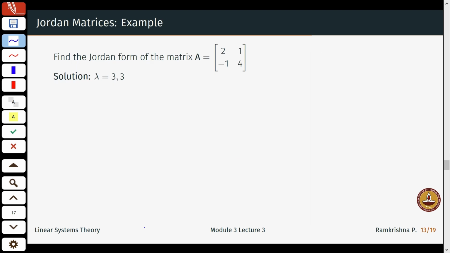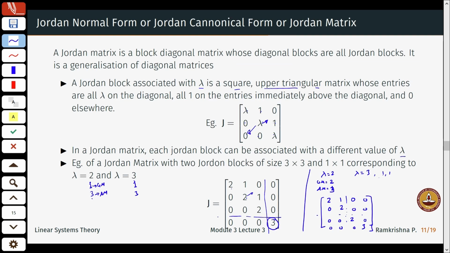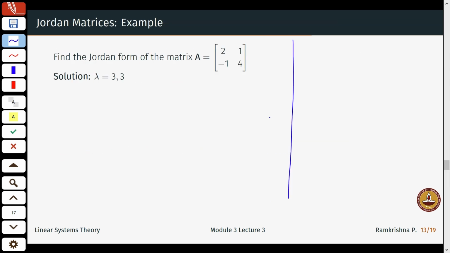Before I go further, let us see why the rule we learned holds, that I will just put the lambdas on the diagonal and all 1s on the entries immediately above the diagonal. So, where does this come from? Again, I will do a little illustration and hope that will be useful in understanding.